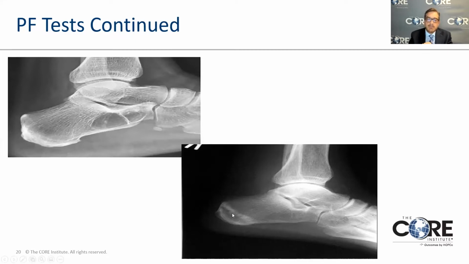On this x-ray, you see this bright white line right here. This person has heel pain, and this white line is a sign of a stress fracture. So treatment for a stress fracture, and for a bone cyst, is much different than that of plantar fasciitis. So these are the reasons we take the x-ray.